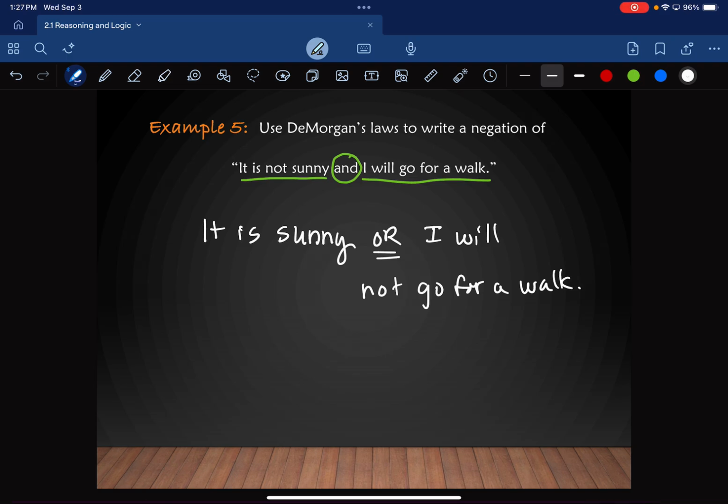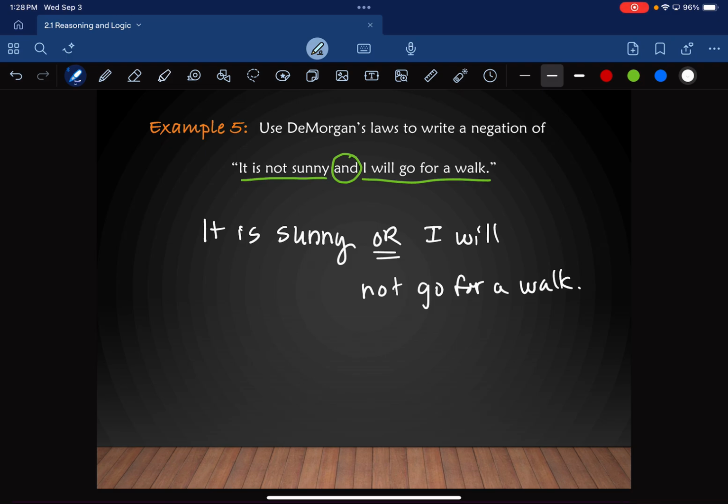Now, let's actually talk about why this makes sense logically, in terms of our English, our vocabulary, our context clues. So let's say you make this statement, it is not sunny, and I will go for a walk. That was yesterday morning. It was raining outside. Do y'all remember that? It was cloudy and rainy. So if that were a statement that were happening, and it's true, it means both of those things would be true at the same time. It wasn't sunny, and I did walk, which is exactly what I did yesterday morning, oddly enough.